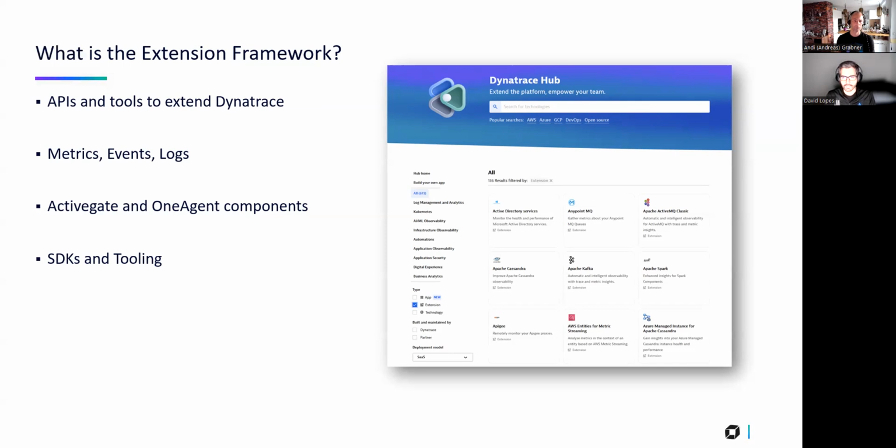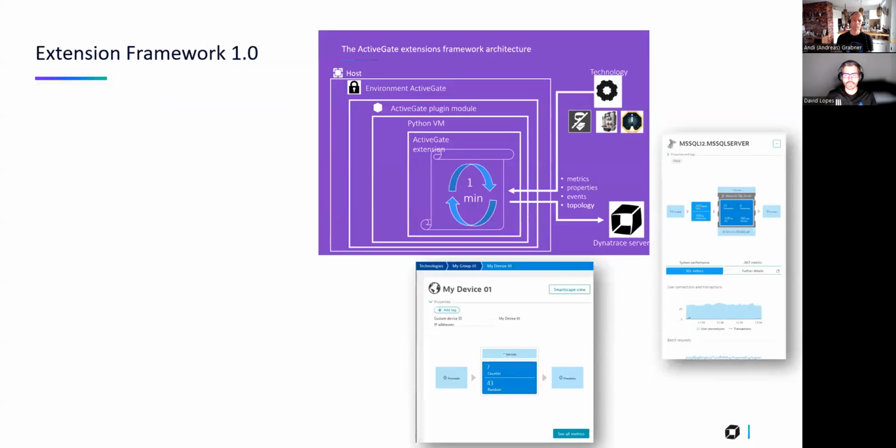So the extension framework 1.0, the one that we had prior to 2.0, worked great, but it did have some limitations that we feel we've overcome with the extension framework 2.0. If you're familiar with that, there was the plugin module. This was a component that came with the OneAgent and the ActiveGate, and that was responsible for running Python extensions in those machines.